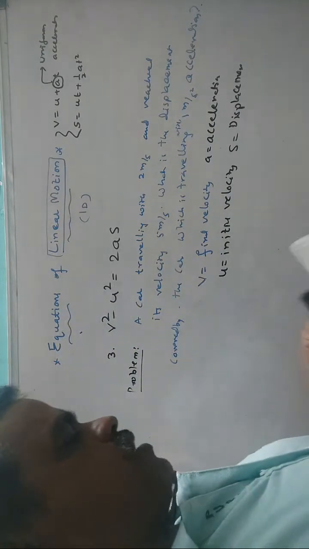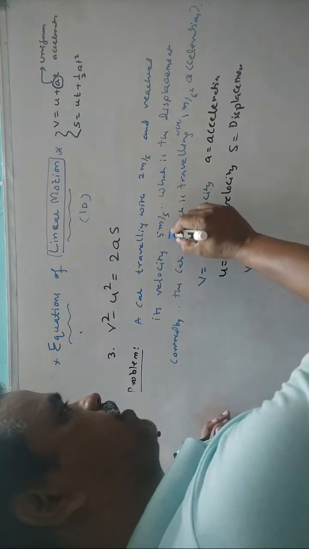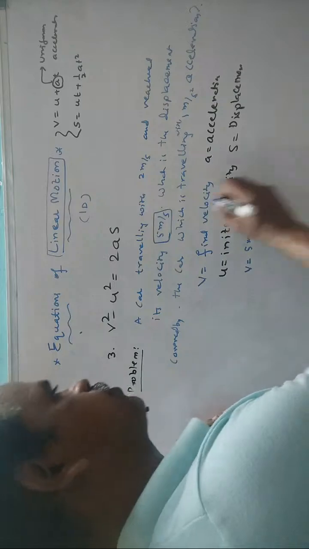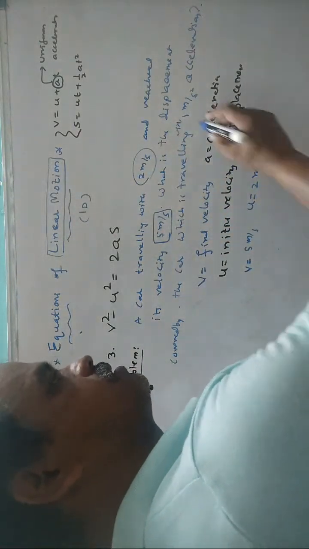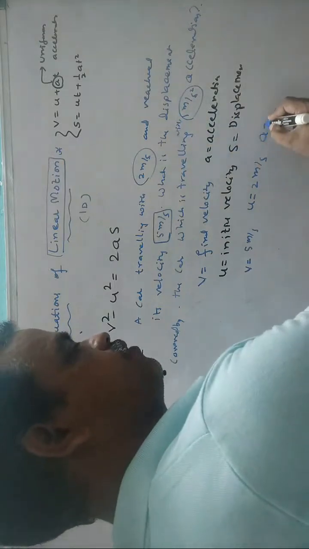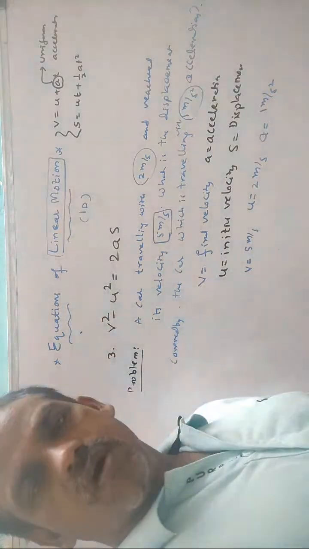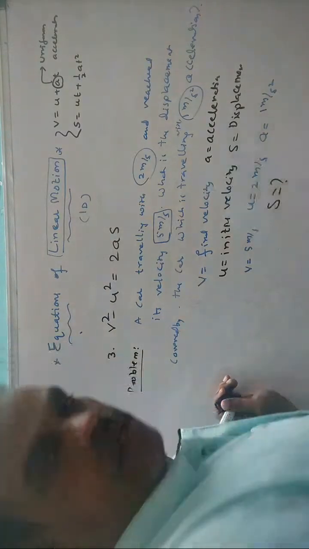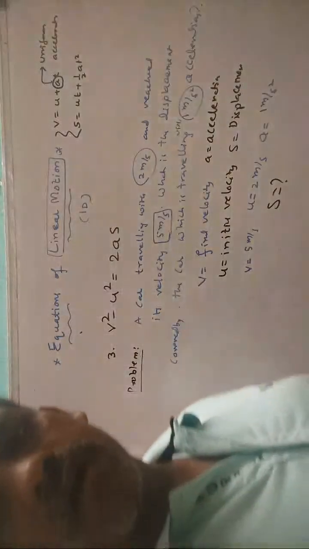So I am substituting here: v equal to 5 meters per second, u equal to 2 meters per second, a equal to 1 meter per second square. My question is, how much displacement is covered by that car? So I want to find s, that is the displacement of the car.